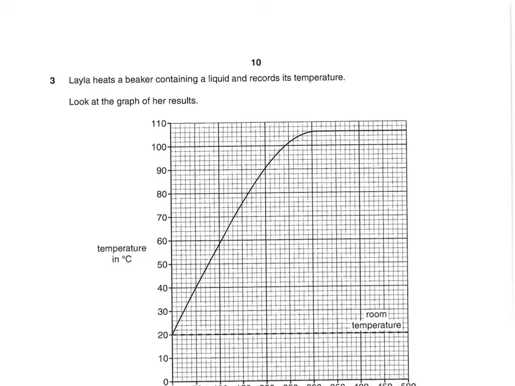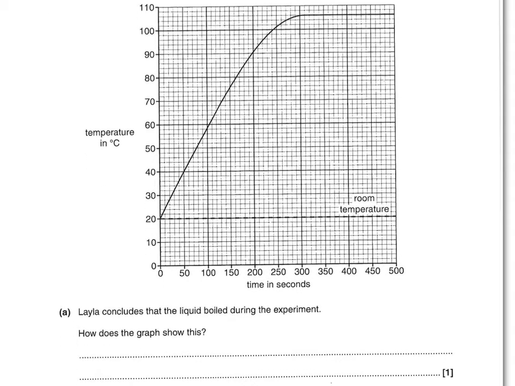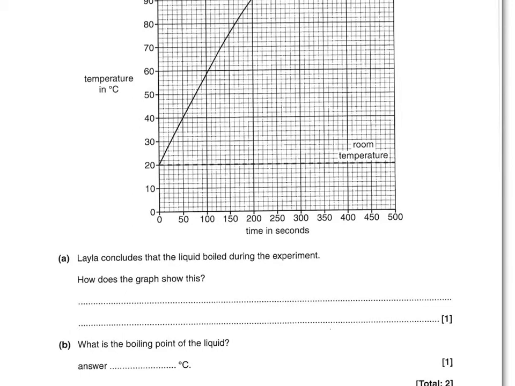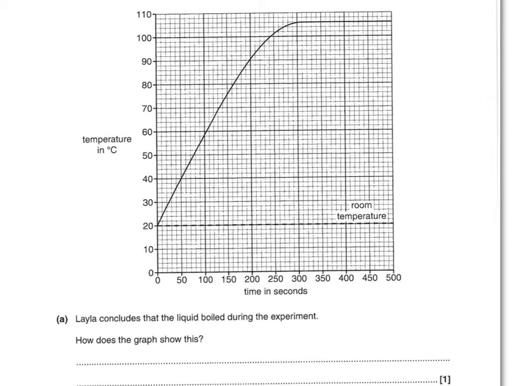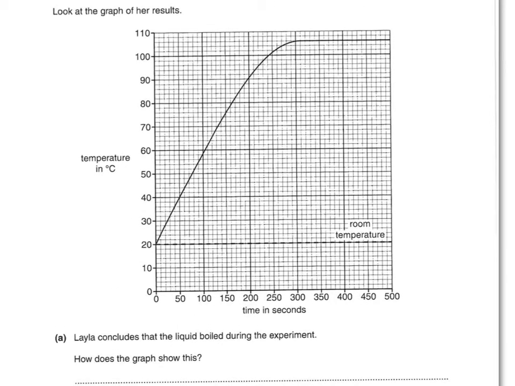Layla heats a beaker containing a liquid and records its temperature. Look at the graph of the results. There it is. Layla concludes that the liquid boiled during the experiment. How does the graph show this? So remember that during a change in state, from gas to liquid or liquid to solid, the temperature of the substance does not change. The fact you've got a straight line here means it must be changing state.